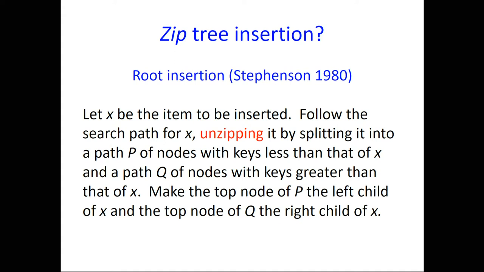Turns out Stevenson in 1980 wrote a paper that describes how to do this. The idea is, you want to insert the item at the root, we walk down the entire search path, and split it into the nodes that are smaller than the given node and the ones that are larger than the given node, and that gives us two paths, and we just attach those two paths to the new node, and that tells us how to split the tree.